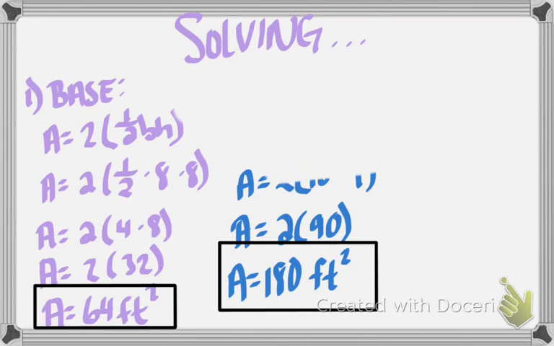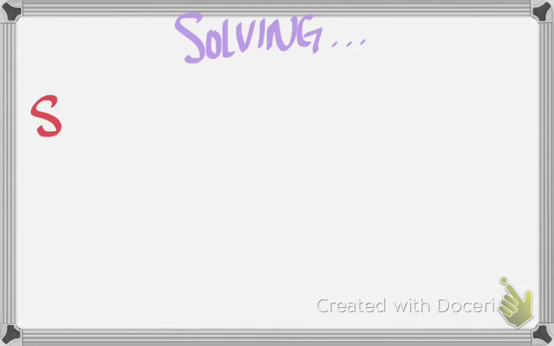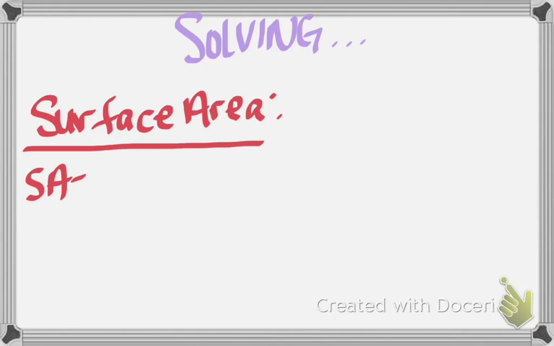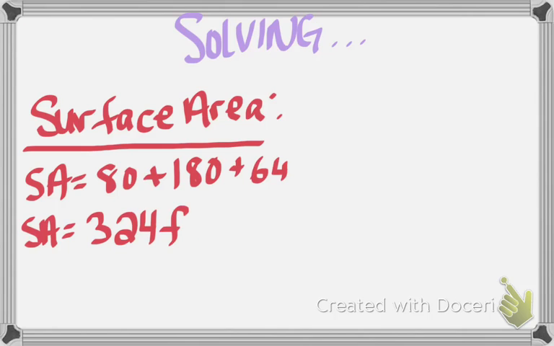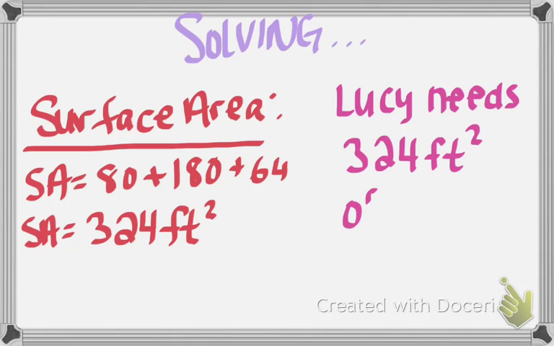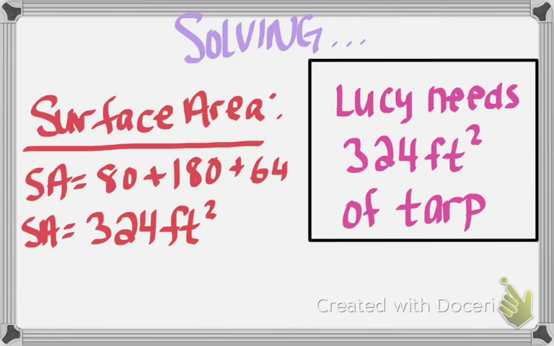We erase the answers and we add the three answers up to get the surface area to figure out how much tarp we need. Surface area equals 80 plus 180 plus 64. So the total surface area is 324 feet squared. That means Lucy needs 324 feet squared of tarp.